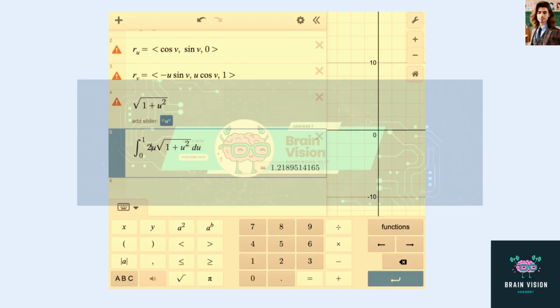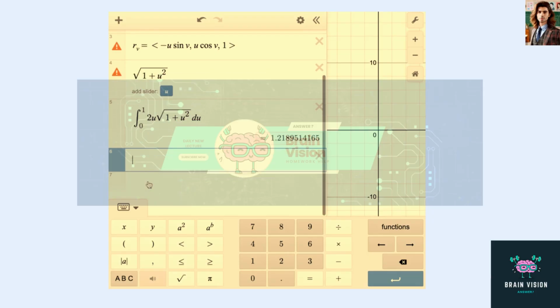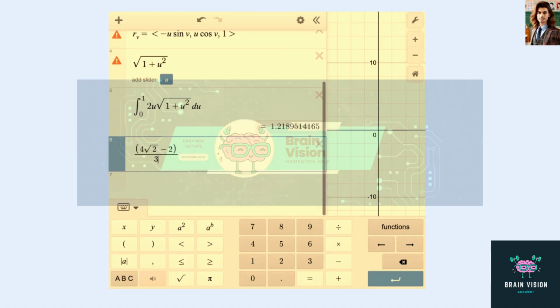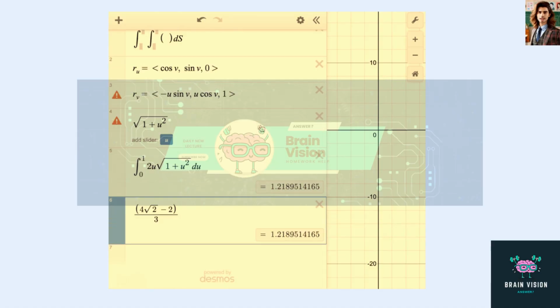With that in mind, we can now use the substitution method for what's inside here. We'll substitute that and evaluate our integral. And as a result of that, we'll end up getting that this is the same as 4 root 2 minus 2 over 3. And as we see, we get the same answer as we did in the beginning. So that tells us that we were correct in how we did this.